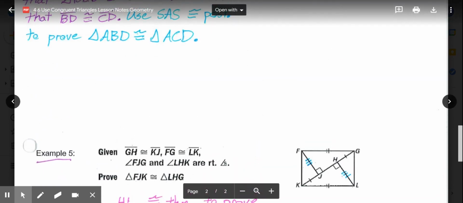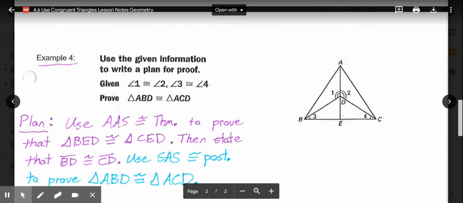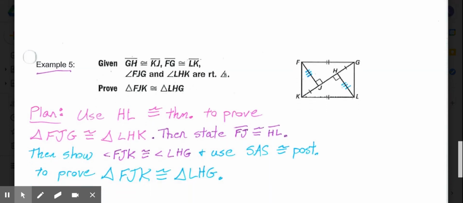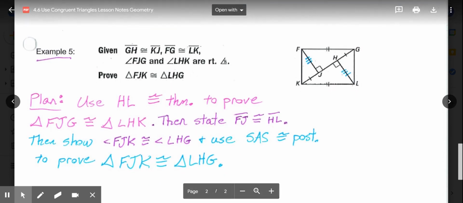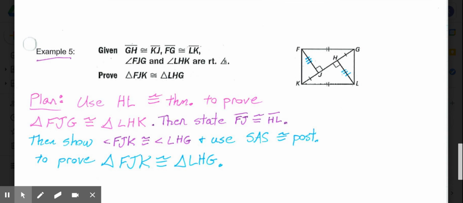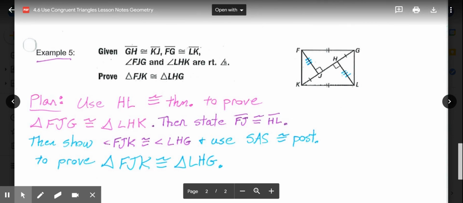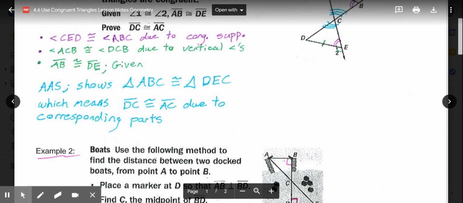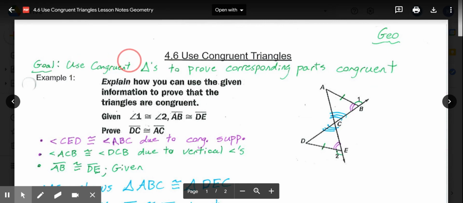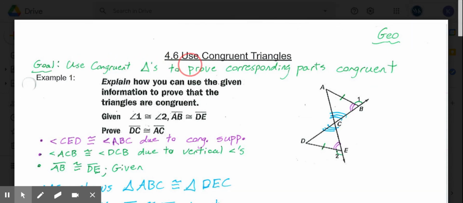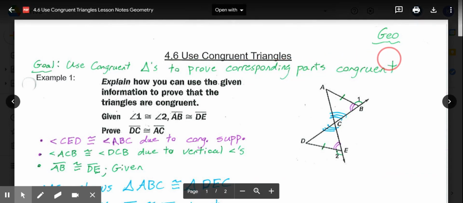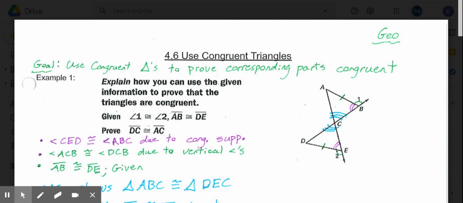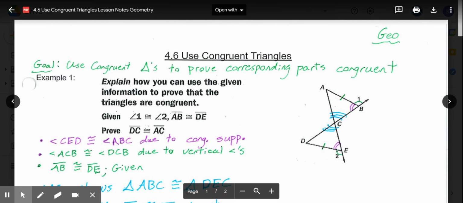So again, in examples 4 and 5, the idea of a plan to the proof is just to write out your plan with the general idea in order, step by step, that you're going to go through to get to your final statement. You're just not doing the second column of your justifications of the conclusions. But the main idea for this whole lesson goes back to this first goal, is once we know triangles are congruent, we know their corresponding parts are also congruent. So you first establish the triangles being congruent, then you can look for corresponding congruent parts.